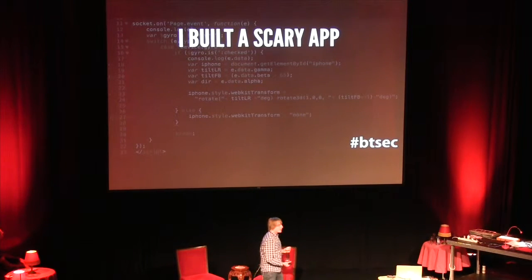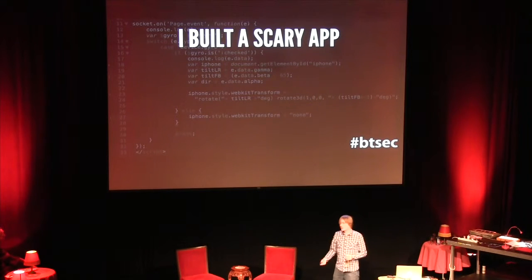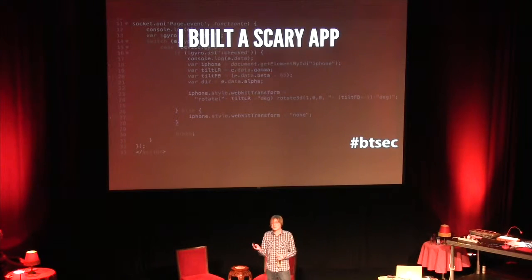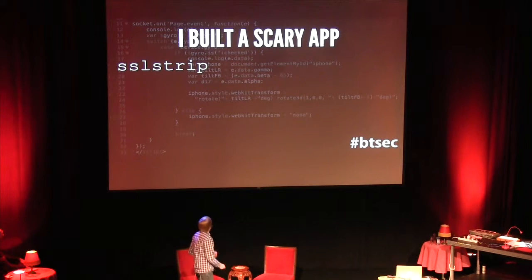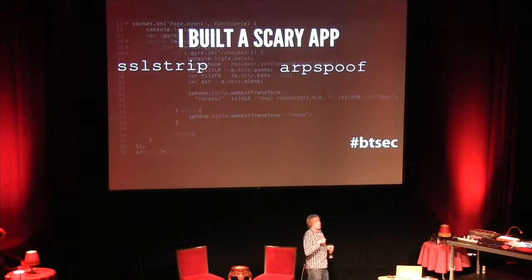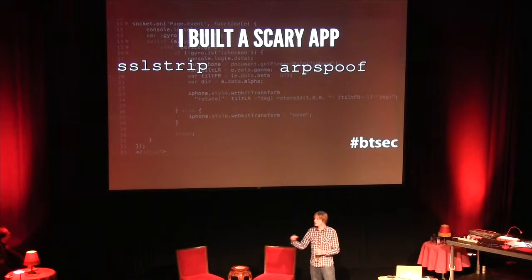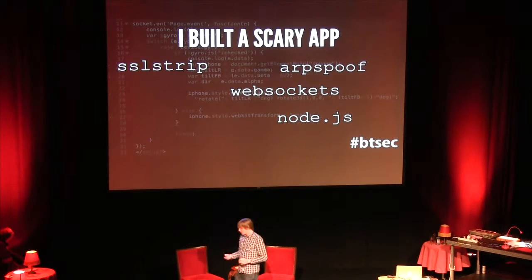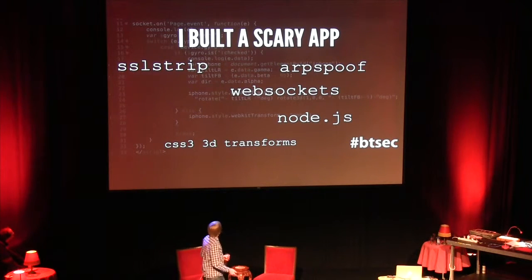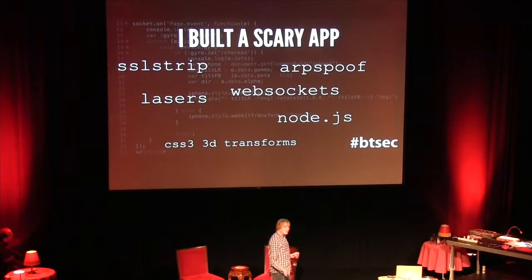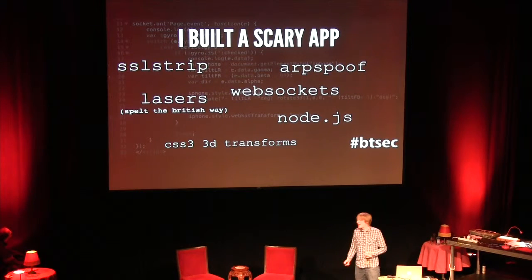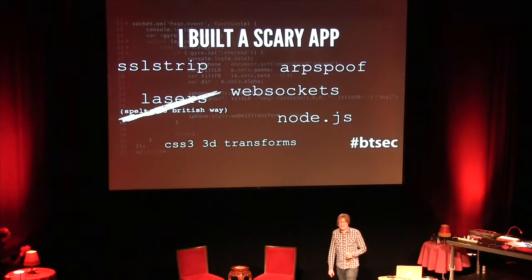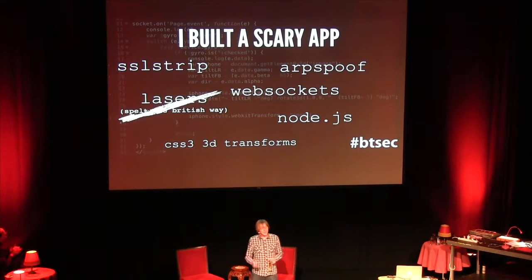So I built a scary app to demo this, because I showed my girlfriend the DEBOOKEE thing, and she was like, it's just log files, I don't get it. So I built this app. It uses SSL strip, which removes SSL. It uses ARP spoof, which is what you use to pretend to be the router, which tricks the network into sending you its packets. It uses WebSockets. It uses Node.js, all the buzzwords. It uses CSS3 3D transforms, because why not? It uses lasers. Yeah. Doesn't use lasers, sorry.